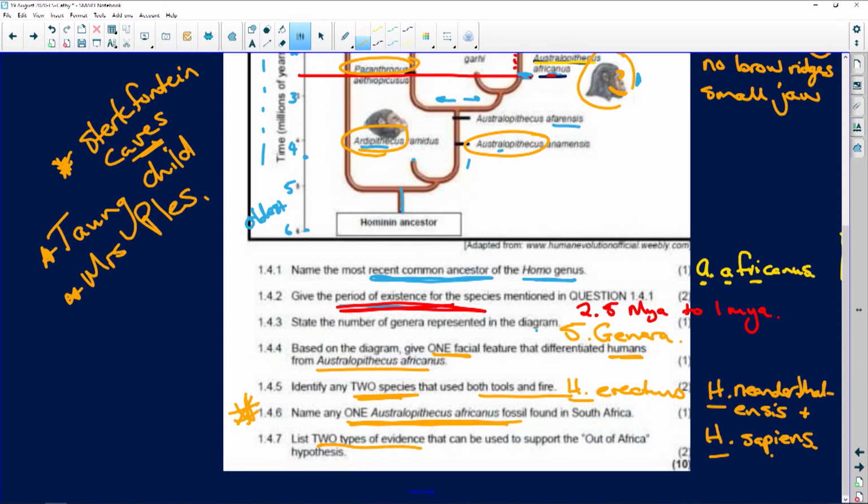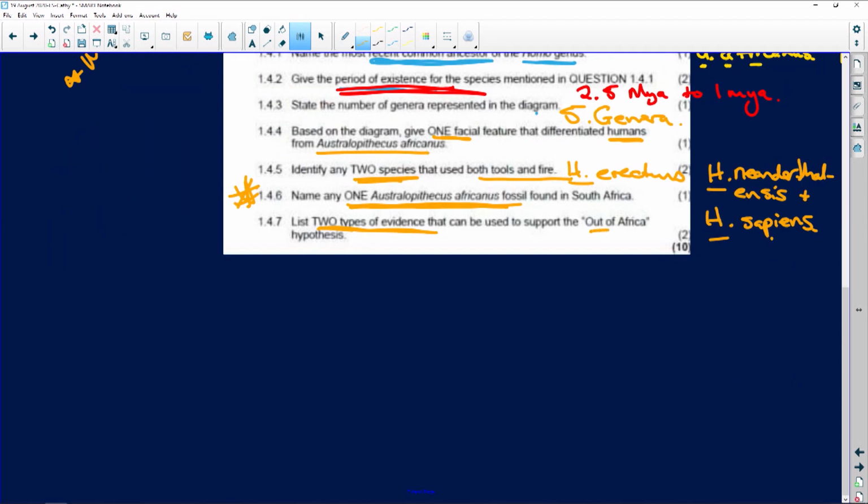All right, so Sterkfontein caves made us world famous. They found not one, they found two Australopithecus africanus skeletons there. The Taung child, shame, is not complete, and nor is Mrs. Ples. But go and look them up so that you can remember. And they were found in the Sterkfontein caves. Okay, then it says list two types of evidence that can be used to support the out of Africa hypothesis.